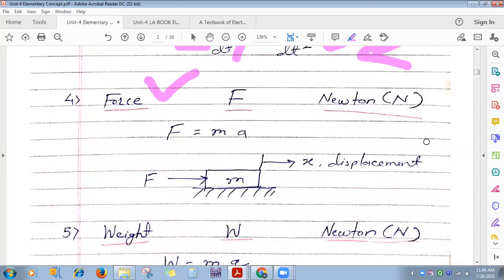Force. Here, any body with mass m resting on a floor, you are going to apply some force. Because of it, there will be some displacement. So force is the one due to which there is a change in the position of a body or a change in the motion of a body. Like this, you can define it. F is equal to ma, and the unit is Newton.